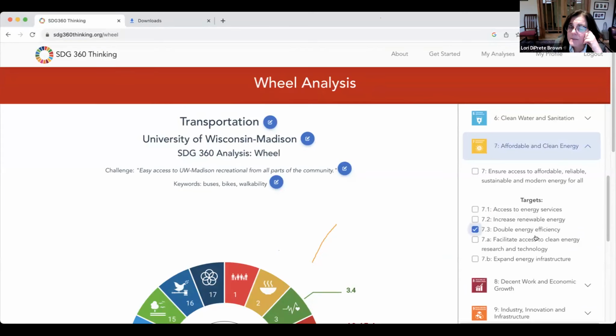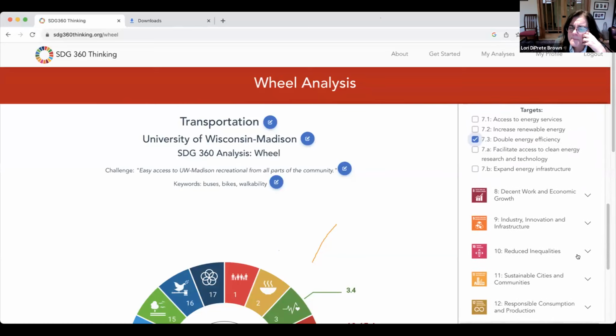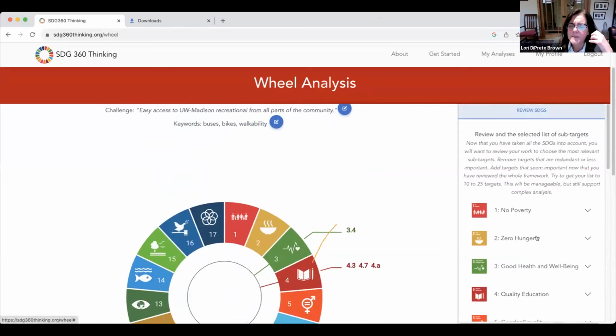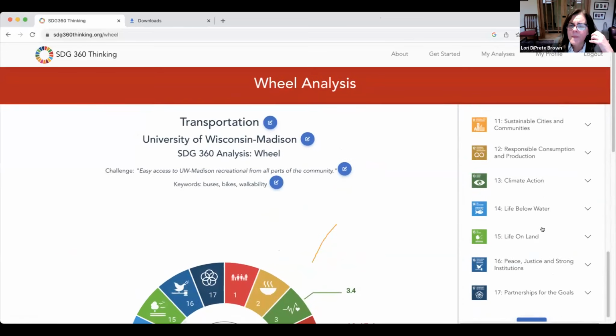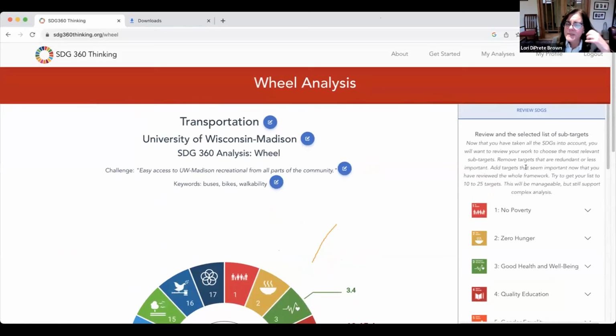Energy efficiency would be the way we use things. So let's say that's it. I've done my sweep. Now it's asking me to review the list I have and really do some thinking about what I would add. And sometimes you'll have quite a lot.